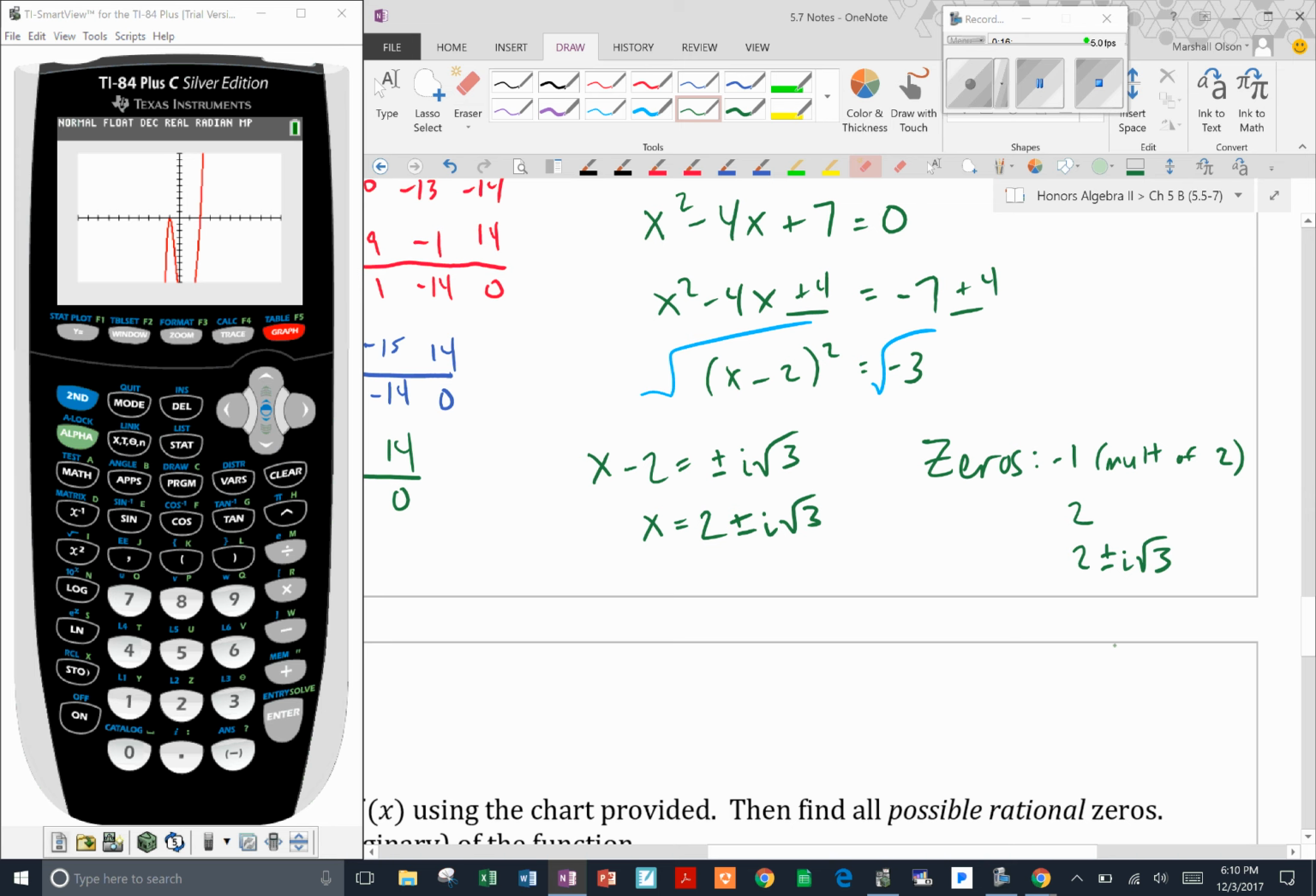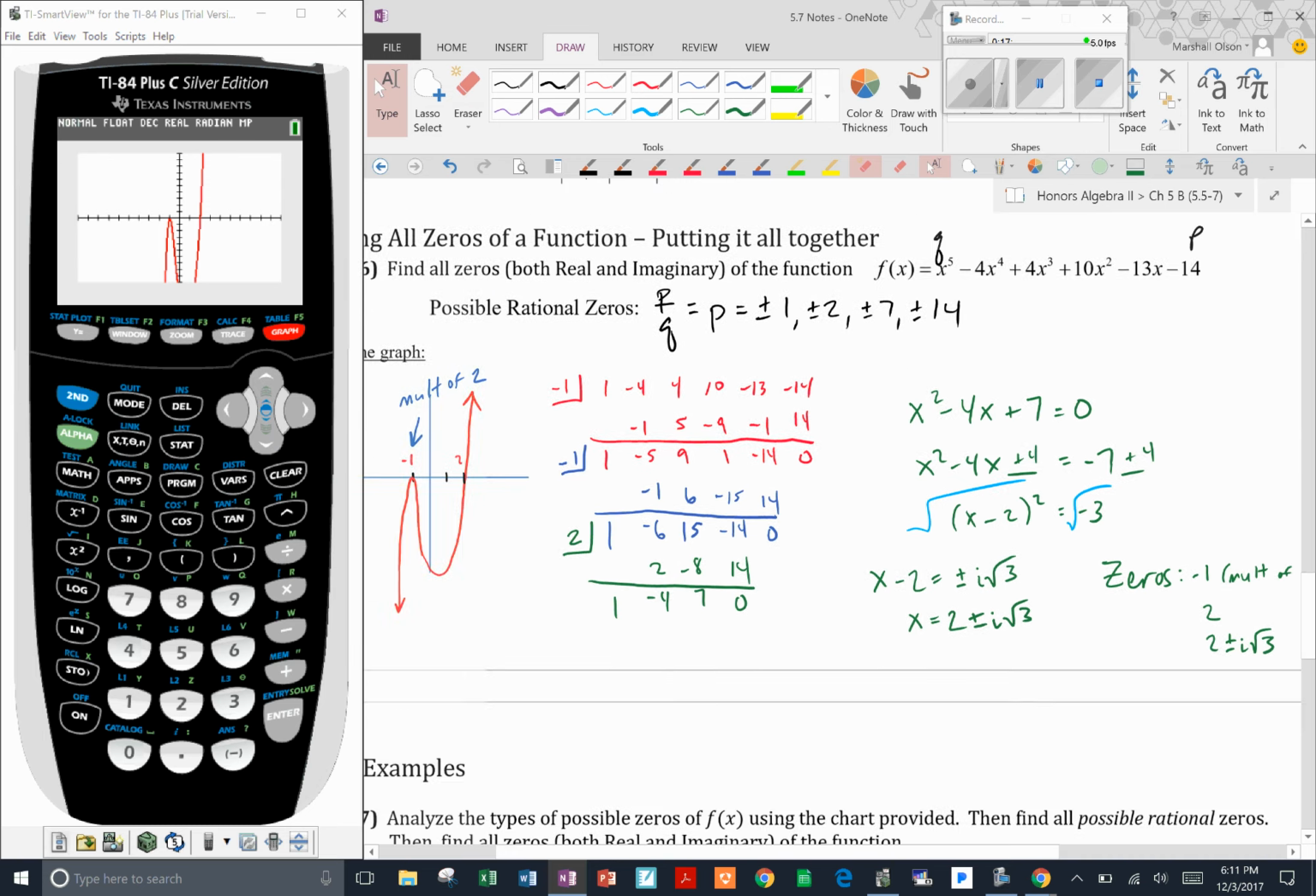So we have 1, 2, 3, 4, 5 zeros because of the multiplicity of 2. We can count it as 2. So we have 2, 3, 4, 5 zeros of that function. All done.